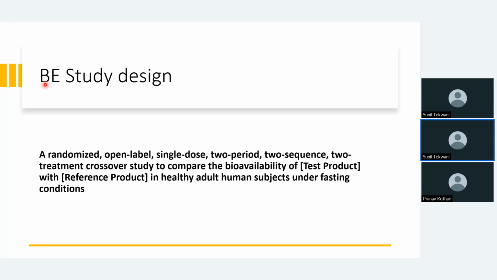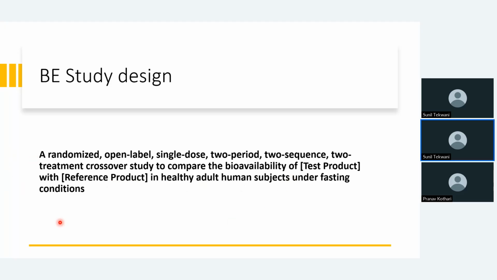BE study design. Some of you might already be working in regulatory affairs or other departments or in industry already. You must have seen this title of a BE study. This is the most common title of a BE study: a randomized open label single dose, 2-period, 2-sequence, 2-treatment crossover study to compare the bioavailability of test product and reference product in healthy adult human subjects under fasting conditions. This is the most common title.